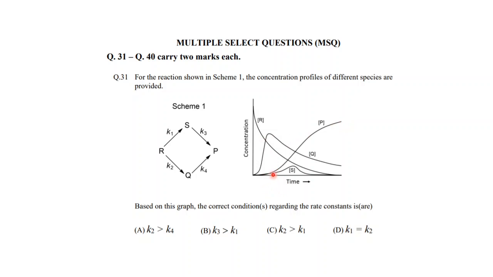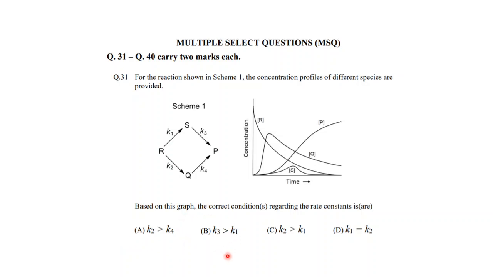Now as you can see, at any particular time, the concentration of P is less than the concentration of Q. As you can see it clearly, the concentration of P is less than the concentration of Q. So obviously K2 is greater than K4. So option A would also be a correct option. This is how you can solve this question.